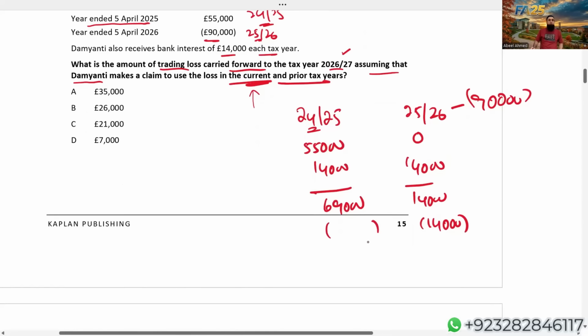Now listen, we know that we are deducting a loss against the total income, and whenever we are deducting the loss against the total income, you have to pay attention. You need to focus on the restriction. And the restriction says the maximum loss which you can deduct against the total income is the greater of 50,000 pound and 25% of ANI, whichever is higher.